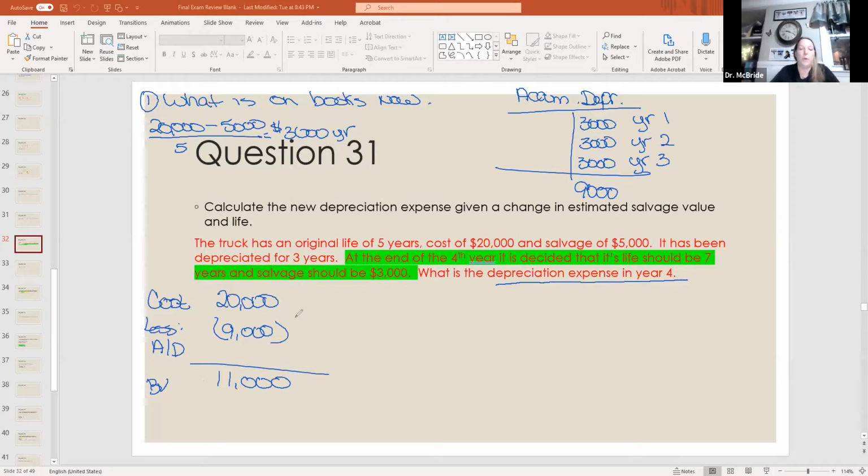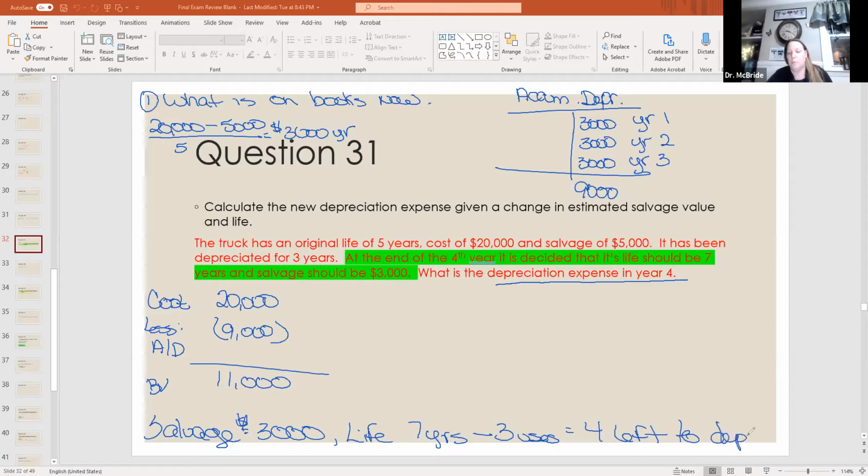All right, and we know that salvage will be 3,000 now instead of 5,000. And its life should be 7 years. So 7 years, and we've already used up three. So we have 4 years left to depreciate. Okay, so does everything that I just did for where we stand right now at the end of 3 years make sense? Okay, because now all we're gonna do is pretend like we started right now. The most we can depreciate is the $11,000 because 9,000 has already been depreciated. So number two is start from there.